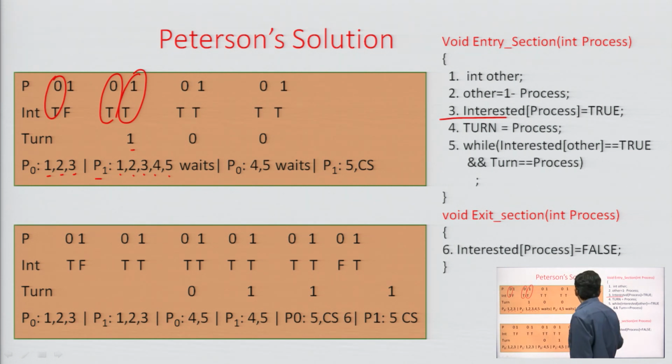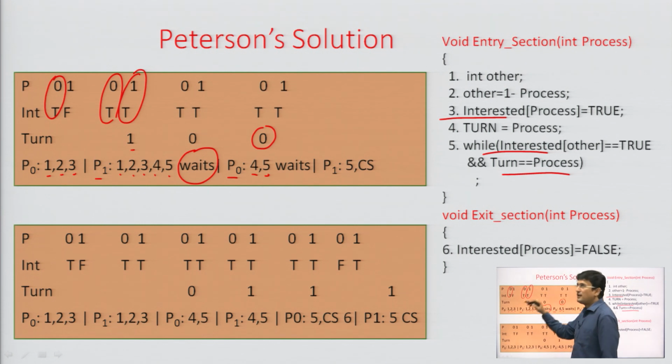P1 is checking the condition, both conditions are satisfied, because the other is also true and turn equals 1 too, so it will wait. Now the P0 process will set turn equal to 0, and then it executes statement number 5. Statement number 5 is saying that if the other's interest is true, yes, in this case both interests are true, and turn equals process, yes, it is 0, then this means it cannot enter, so this will also wait.